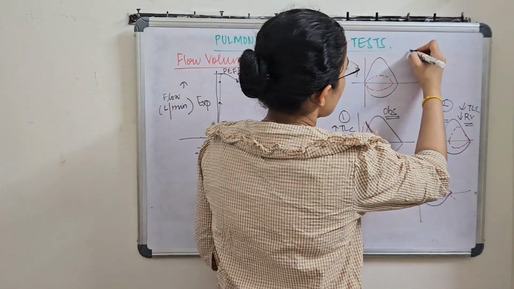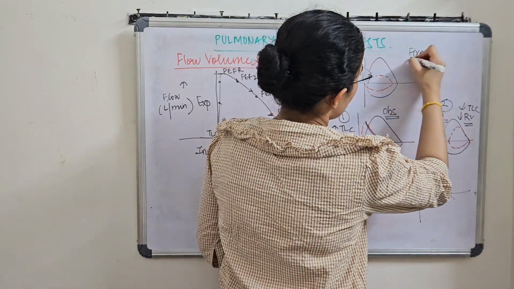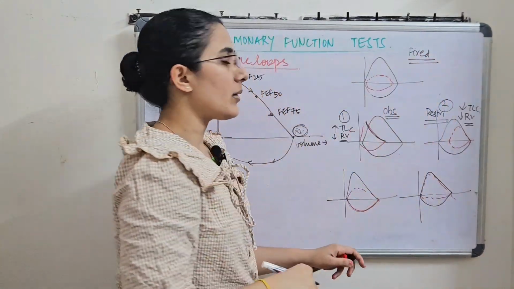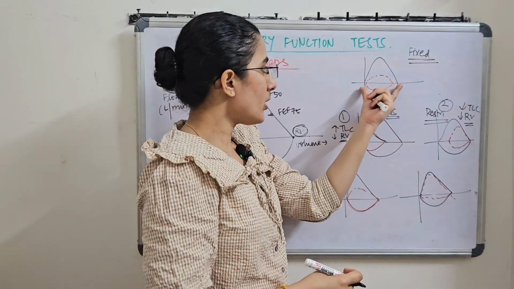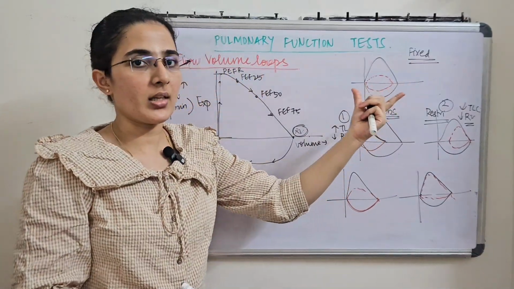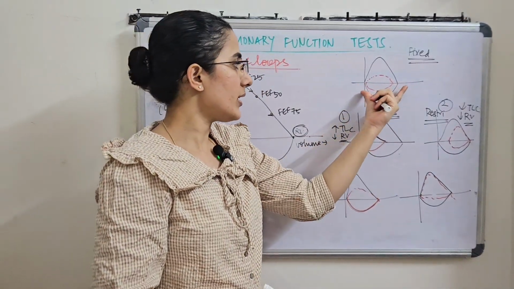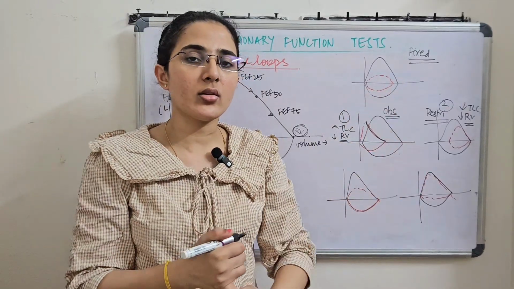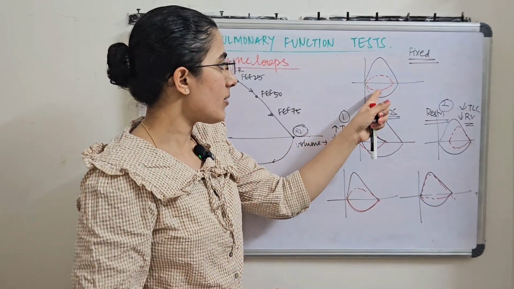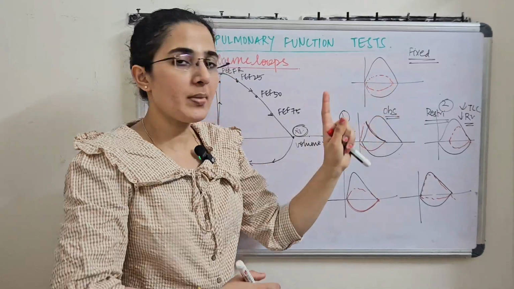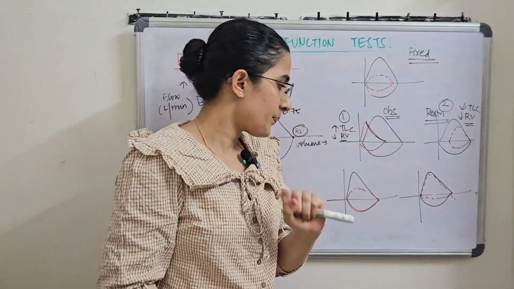So this is in case of fixed obstruction. Fixed obstruction can be intrathoracic or extrathoracic. Both of them will have similar kind of graphs. Fixed obstruction is seen in conditions like goiters or endotracheal masses. Here we see both the inspiratory and the expiratory curve would have been affected.